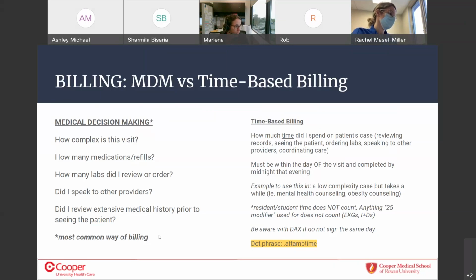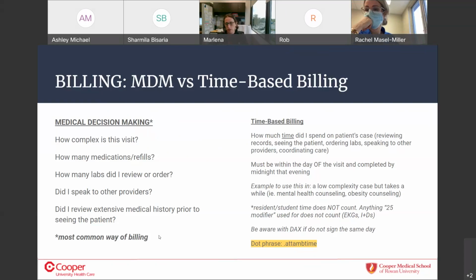Really good examples of when to use this are if you're counseling somebody on something that's low complexity, such as anxiety or obesity. Well, maybe it's not low complexity, but it's one problem and you spend a lot of time on it. You might have someone who's really anxious or depressed and you spend 45 minutes to an hour counseling them or setting them up with other providers. For example, I sent somebody to the ER this morning for mental health. That is low complexity, but it took a lot of time.